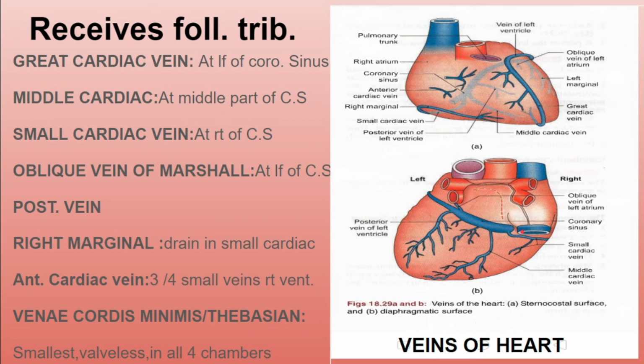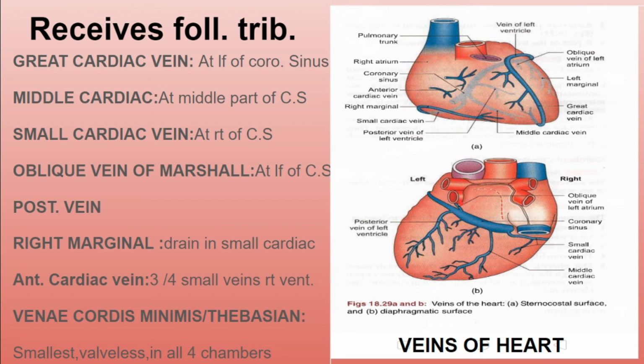Now the posterior vein of the left ventricle, this one. It runs on the diaphragmatic surface of the left ventricle and ends in the coronary sinus. As you can see, the left part of the coronary sinus. Now the oblique vein of Marshall of the left atrium. This is a small vein which runs on the posterior surface of the left atrium. It terminates in the left end of the coronary sinus. It is developed from the duct of Cuvier.